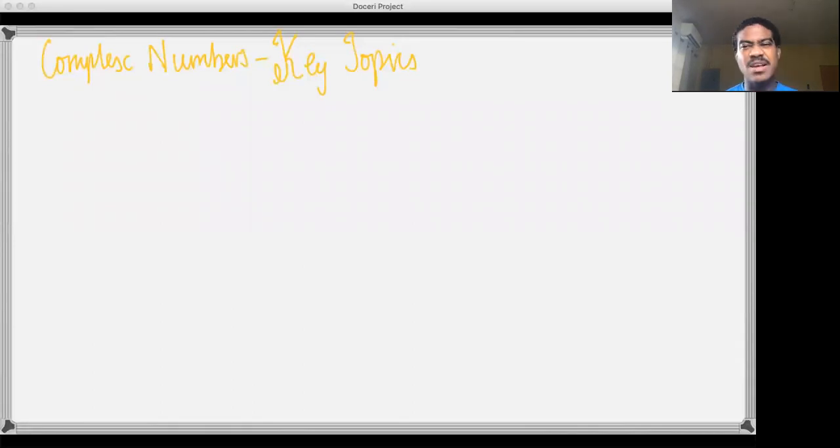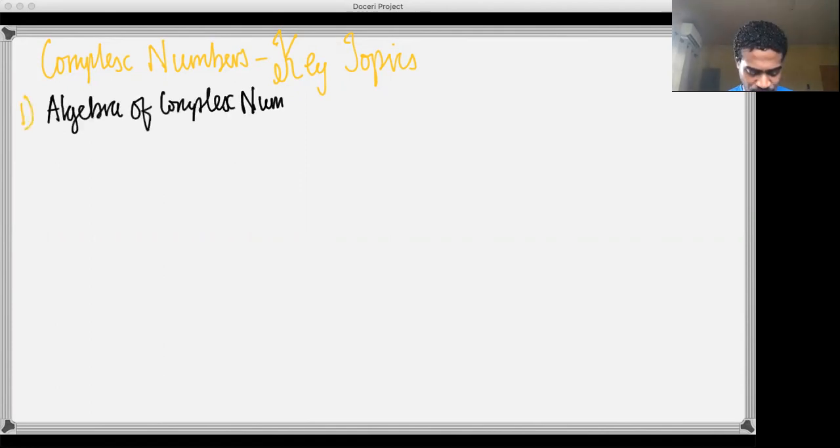So the first key topic that we want to look at is the algebra of complex numbers. That is the first thing that we want to learn, and just make sure we understand it. Pretty straightforward, this topic, but just make sure that you understand it. So that's the first topic here, the algebra of complex numbers.